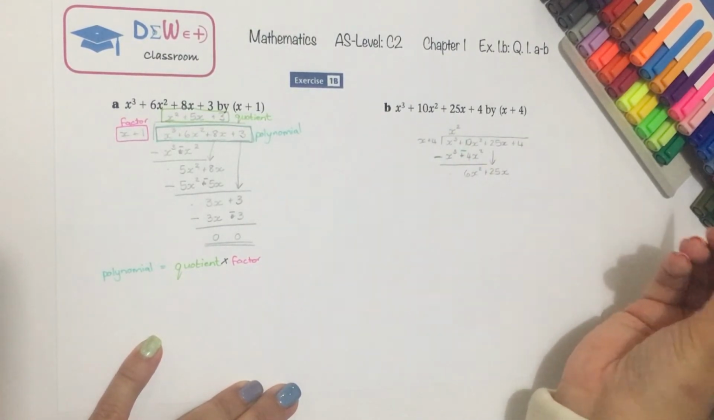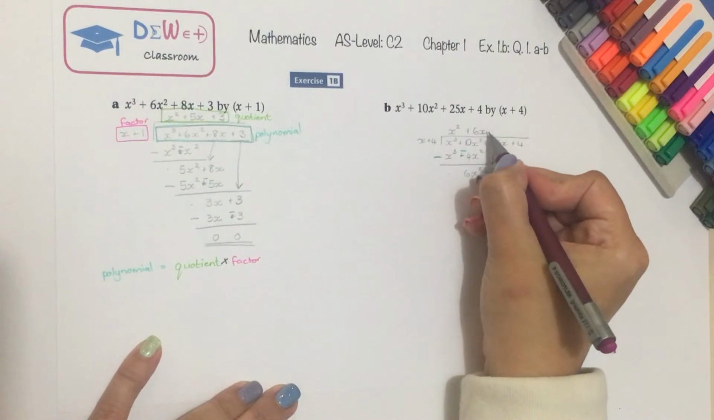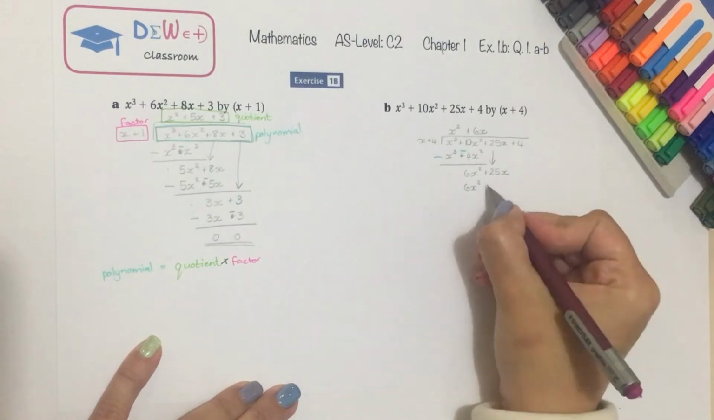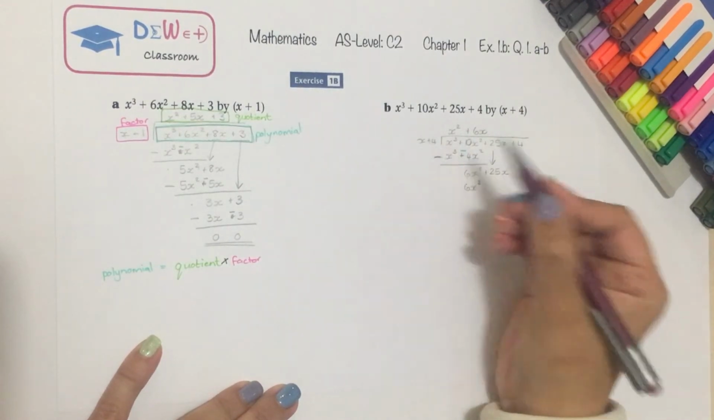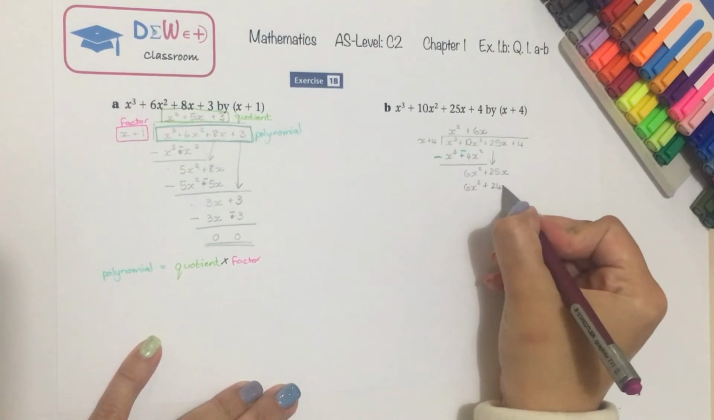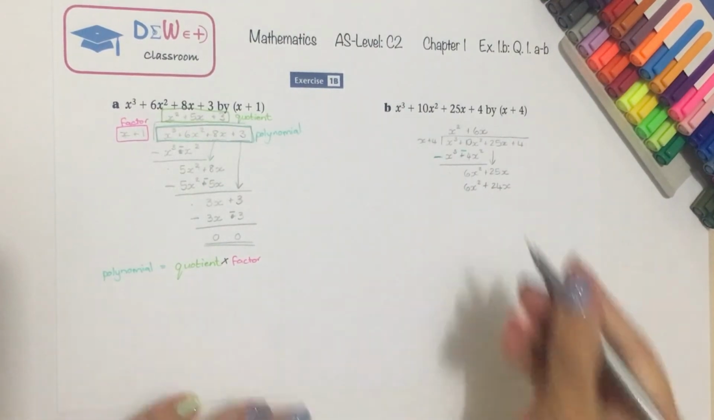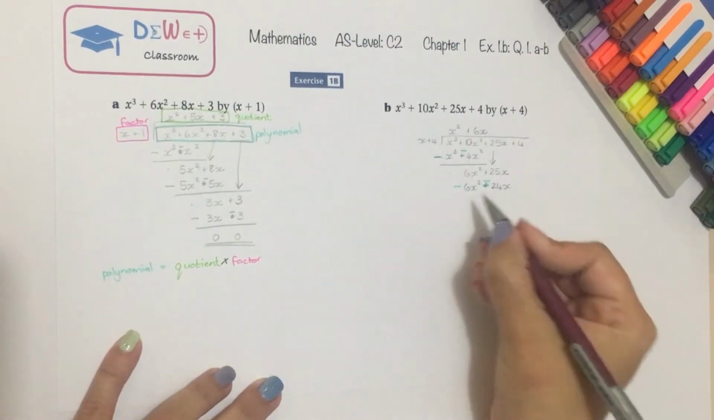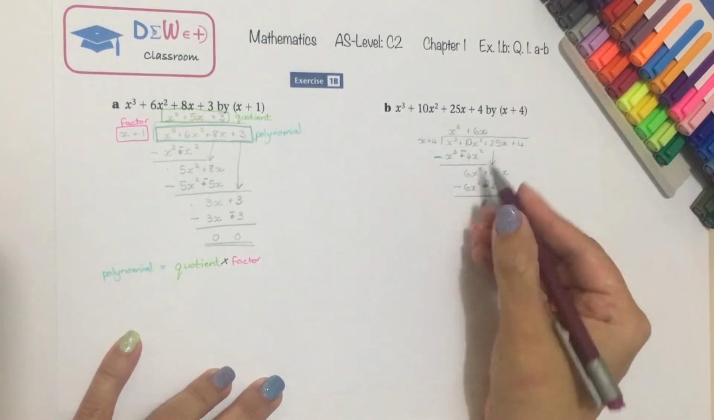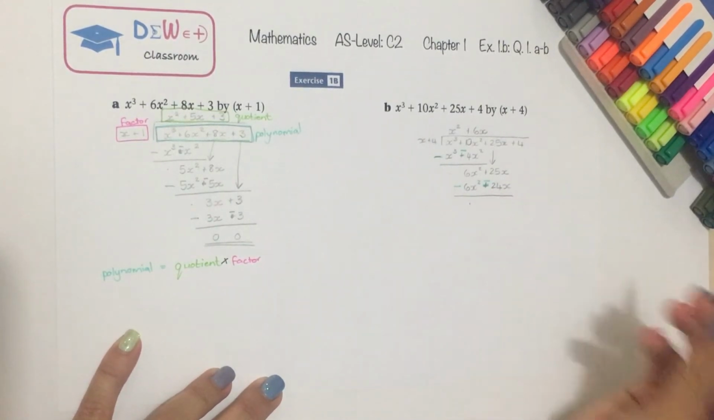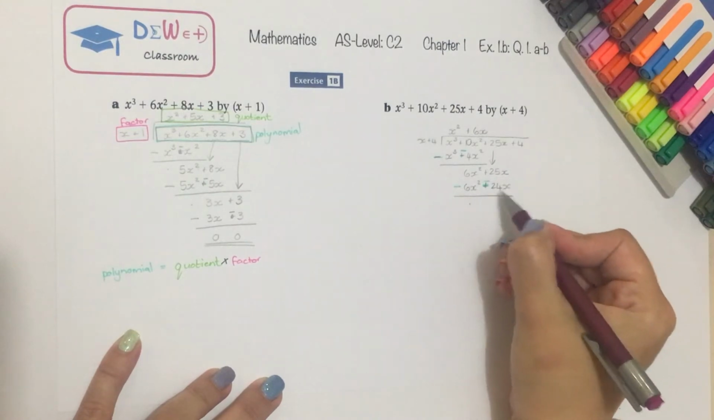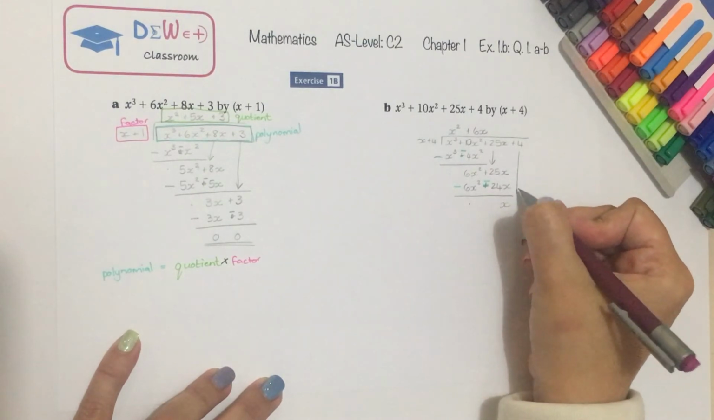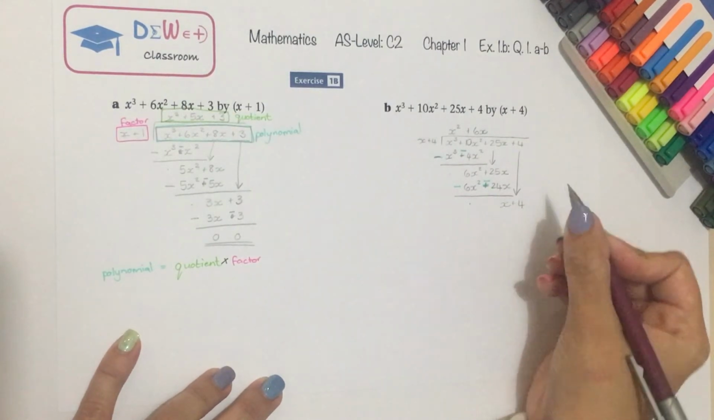6x squared divided by x gives us plus 6x. 6x times x gives us 6x squared. 6x times 4 is 24x. We need to subtract it, so we're going to change that to a negative, and that becomes a negative as well. Don't forget to change the second sign. 6x squared minus 6x squared is 0. 25x minus 24x is simply 1x. Right, we bring down the last constant number, the 4.